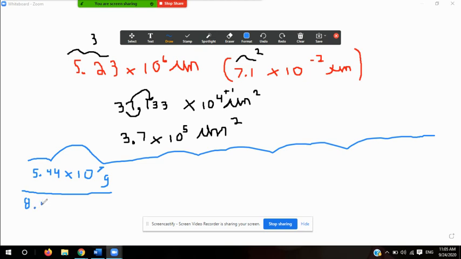8.1 times 10 to the power of 4 moles. And moles is a unit that we're going to see a little bit later on, that's used in analytical chemistry. But that being said, let's just go on and look at the problem.